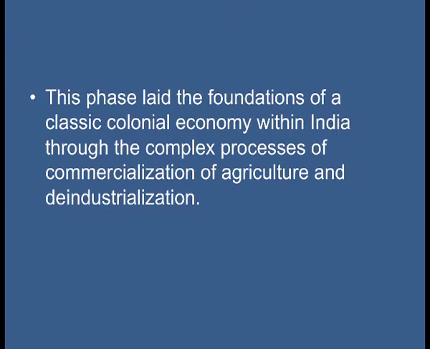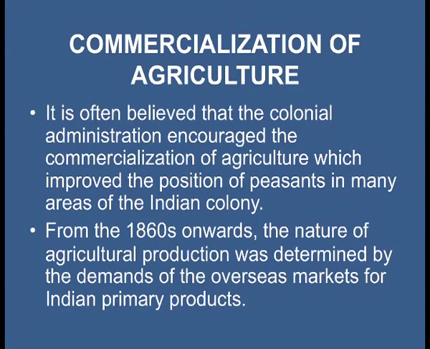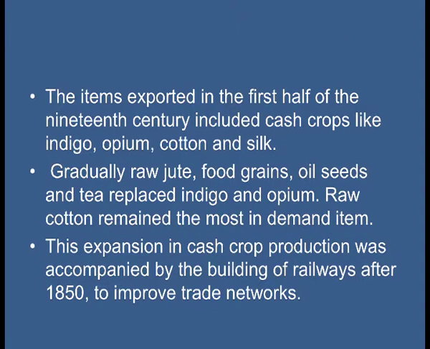This phase laid the foundations of a classic colonial economy within India through the complex processes of commercialization of agriculture and deindustrialization. It is often believed that the colonial administration encouraged the commercialization of agriculture, which improved the position of peasants in many areas of the Indian colony. From the 1860s onwards, the nature of agricultural production was determined by the demands of the overseas market for Indian primary products. The items exported in the first half of the 19th century included cash crops like indigo, opium, cotton and silk.